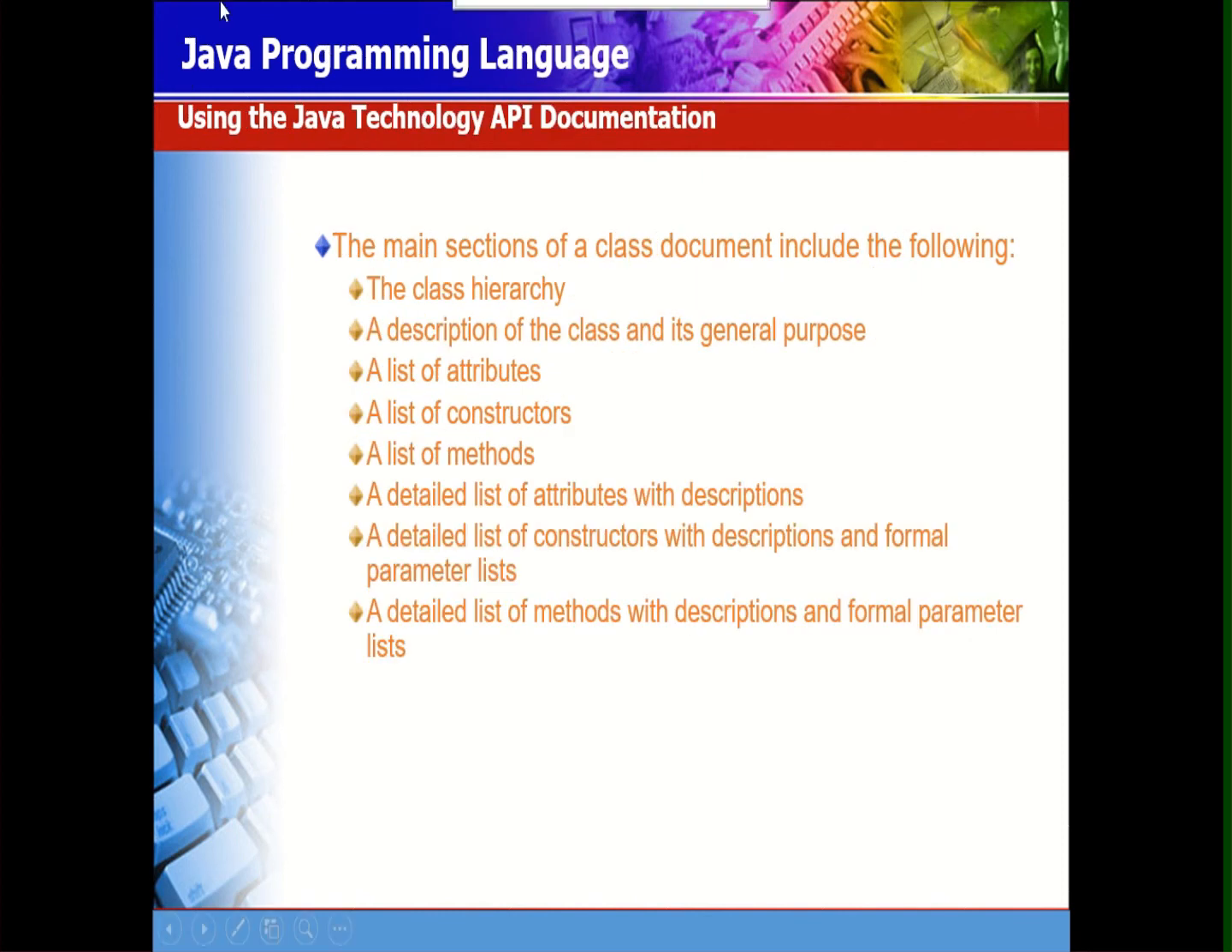Now what are the different Java technology APIs? The main section of a class document includes the following: the class hierarchy, a description of a class and its general purpose, a list of attributes, a list of constructors, a list of methods, a detailed list of attributes with description, a detailed list of constructors with description and formal parameter list, a detailed list of methods with description and formal parameter list. This is how you can create a document, a planning of a class before writing into a source file.